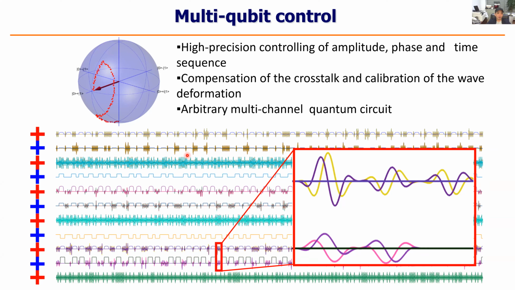And also for multi-qubit systems, we need arbitrary multi-channel quantum circuits. In this case, it means we need compensation, calibration, and a lot of signals, and we need to put all the signals together. So we have to optimize everything. Otherwise, we cannot really have useful software. This kind of system is totally different from the typical software of a classical computer. We need to consider a lot of optimization methods to really control the system and achieve high precision.